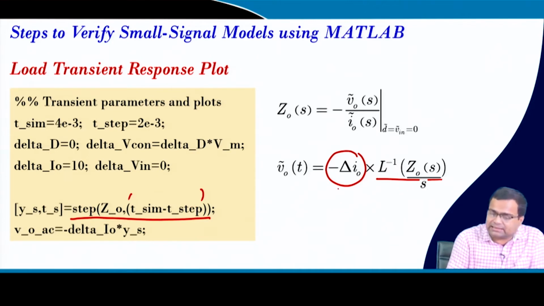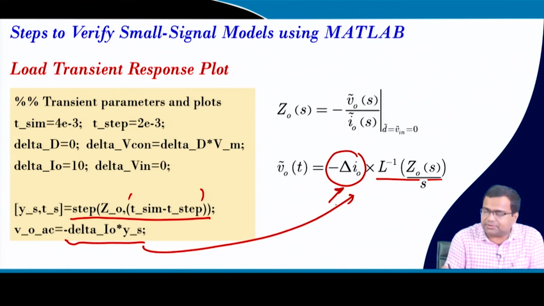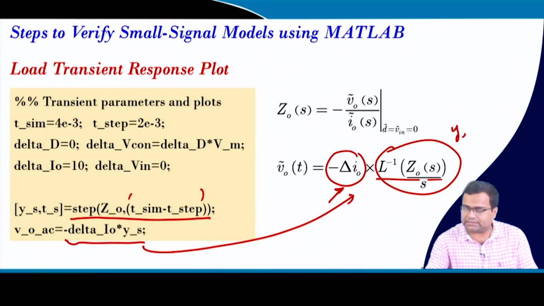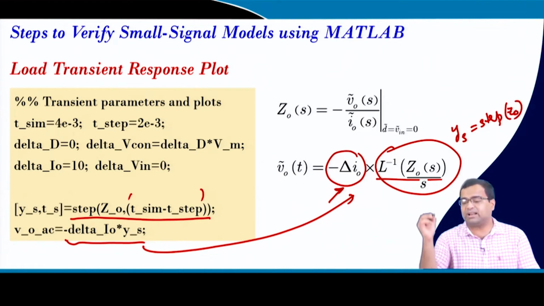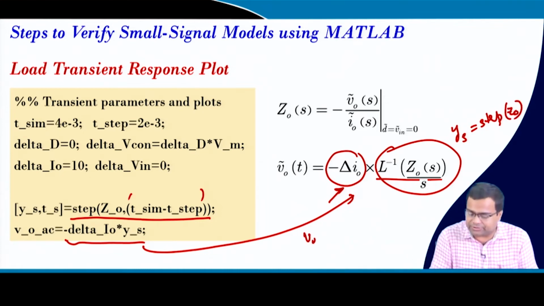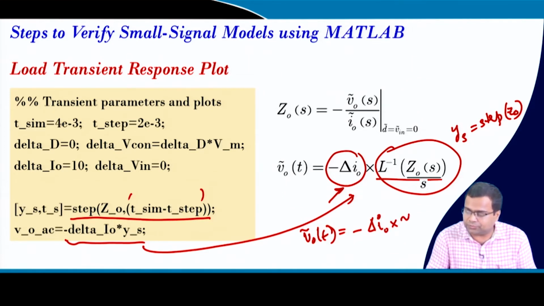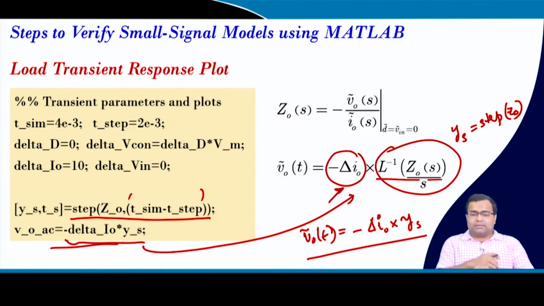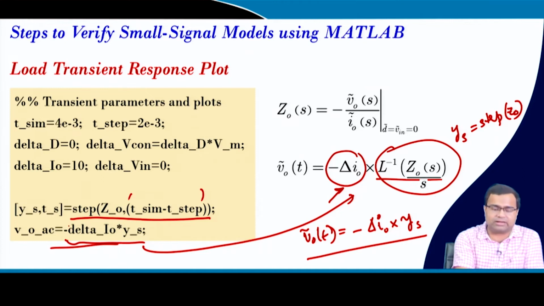And since it has a negative sign, you see this line is exactly here. So as if this we have obtained using MATLAB, which is y of s, obtained like a step of z0 in MATLAB. So that means our V0 perturbation, the AC excitation, is minus delta I0 into y of s. So this is here. If we apply a positive duty ratio step, this quantity need not be positive, because it is coming positive due to this symbol.